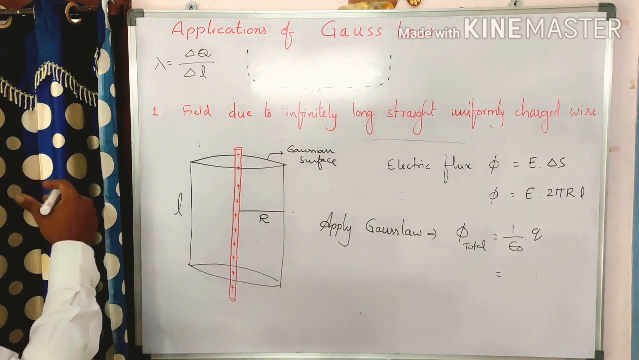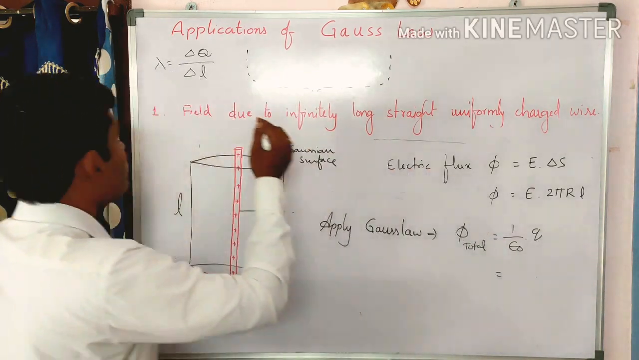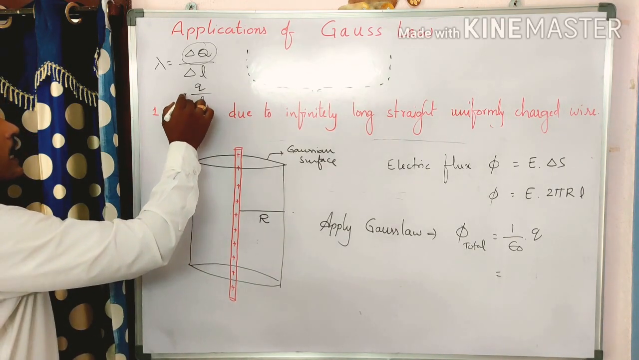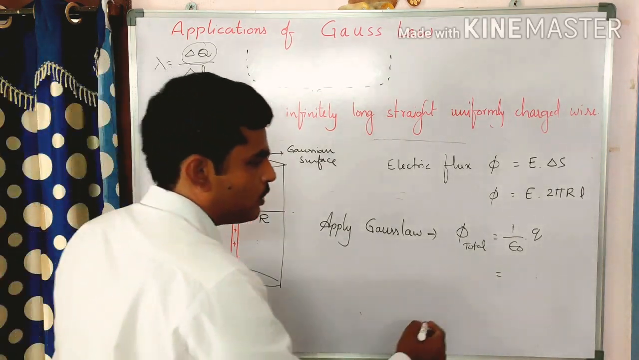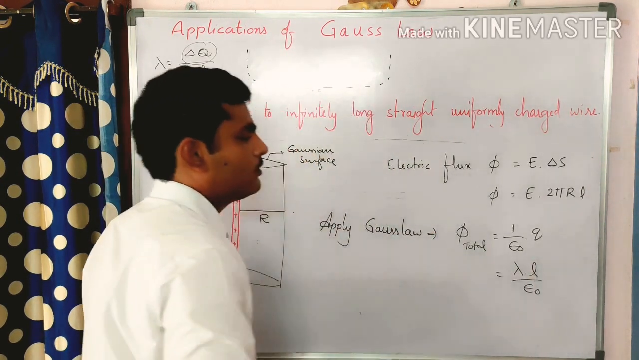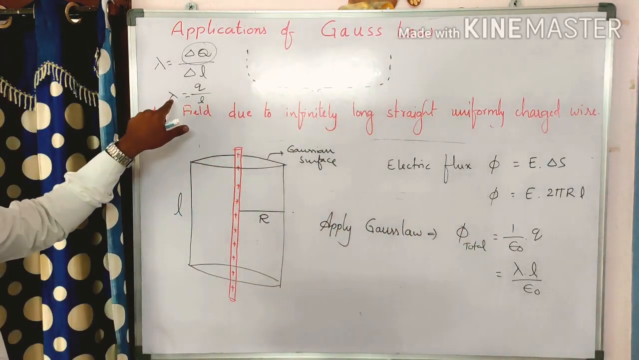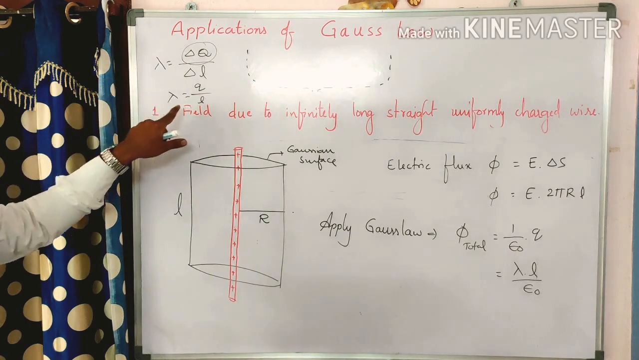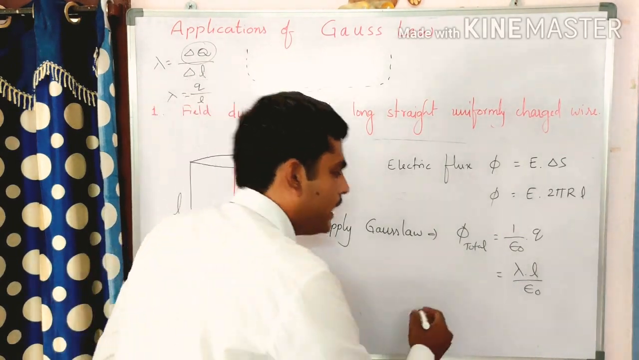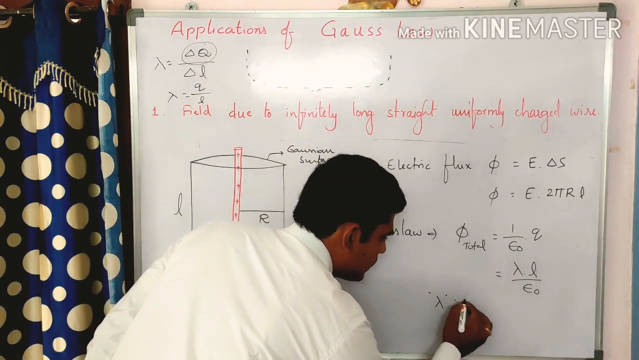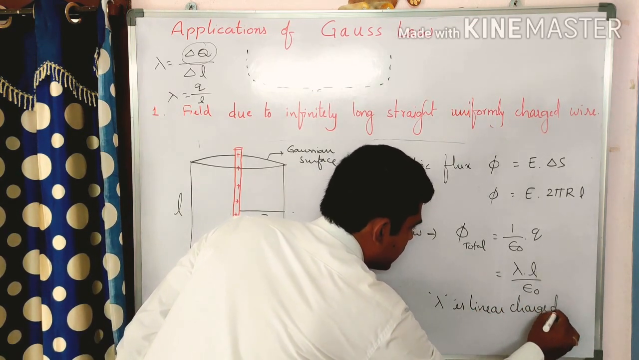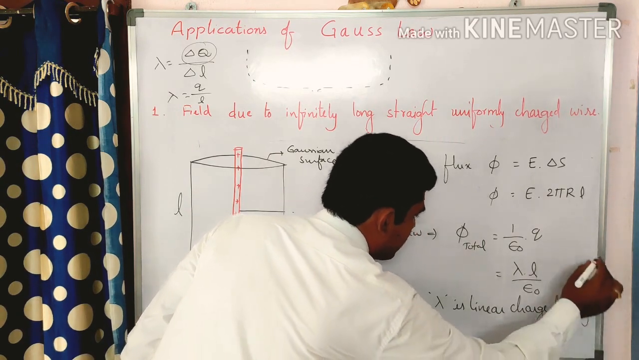Now, taking the Gauss law here, this delta Q is Q, the total charge is Q, length is L, and this is lambda. So what can I write? Q can be written as lambda into L, from surface charge density, linear charge density. So Q is lambda into L, and Gauss law gives lambda into L by epsilon naught. Lambda is linear charge density.